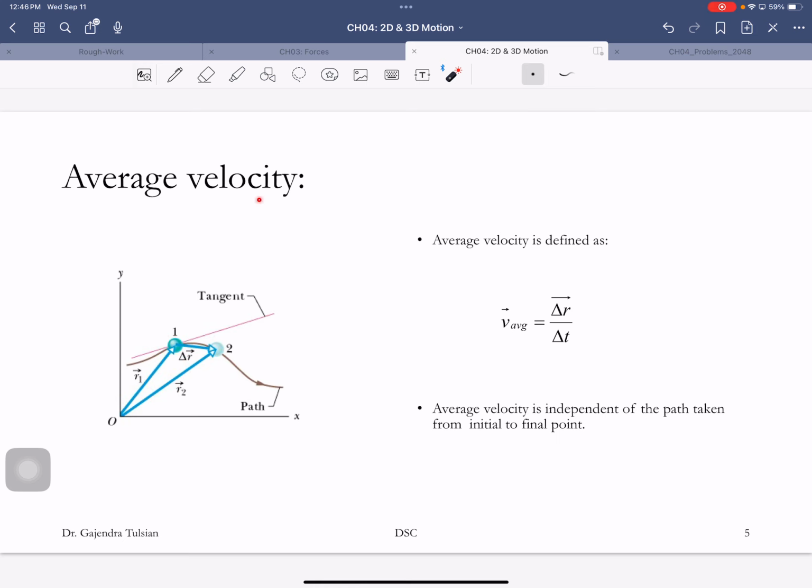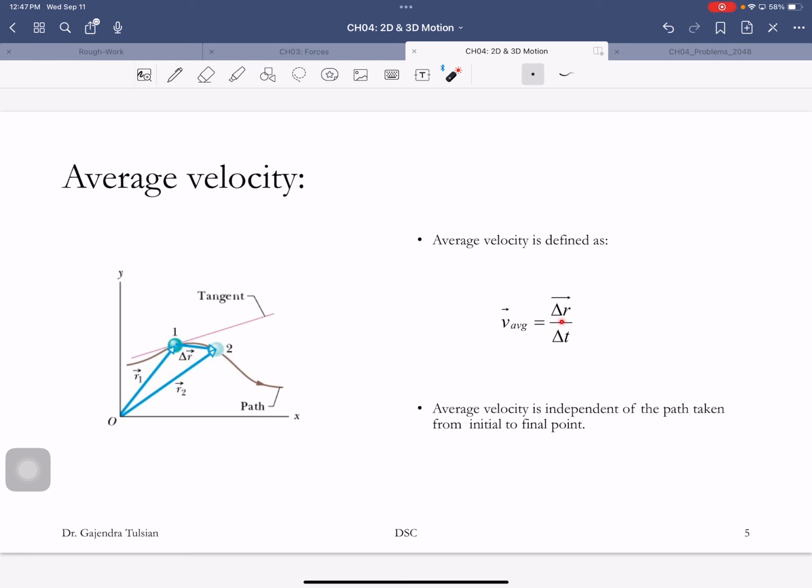Your average velocity between these two instants of time is pointing along the displacement vector. The average velocity is the displacement vector divided by the time over which that displacement happened. This is a vector divided by a scalar, and dividing by a scalar just changes the magnitude of the vector. So the velocity is pointing in that direction.